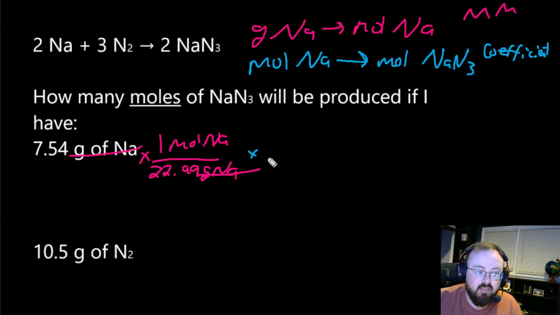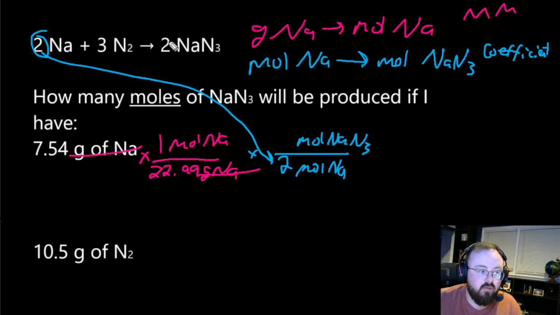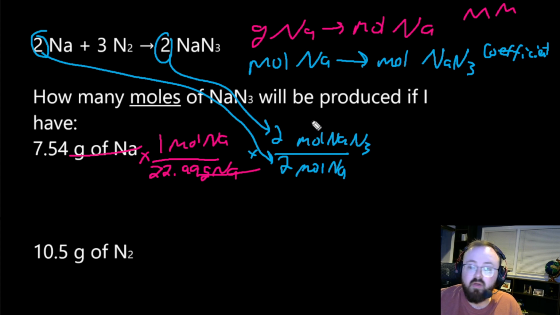So I add this in. My top unit is moles of sodium, so my bottom unit should be moles of sodium. I'm trying to convert this into moles of NaN3. And like I said, when we do a molar ratio like this, we are looking at our coefficients. We have a 2 here, a 2 here. And yes, this does equal 1, and it does cancel out. But we're at least mathematically proving it here.